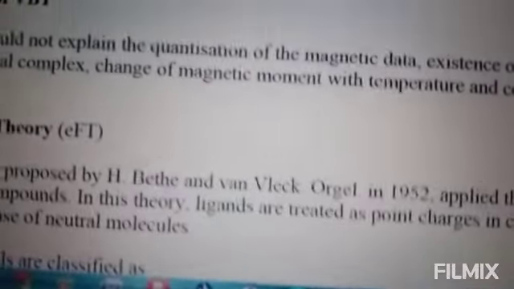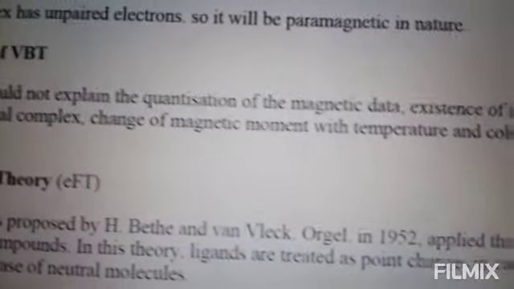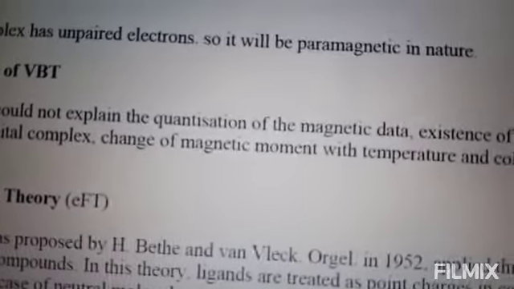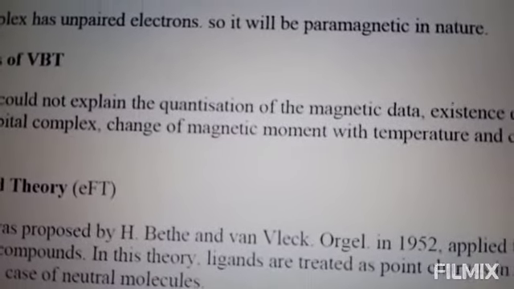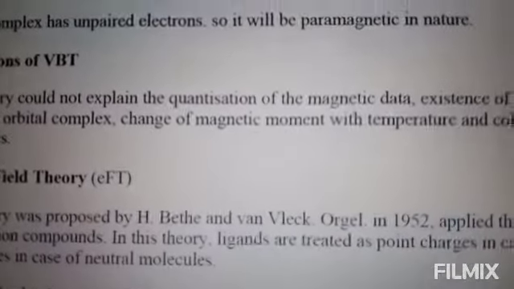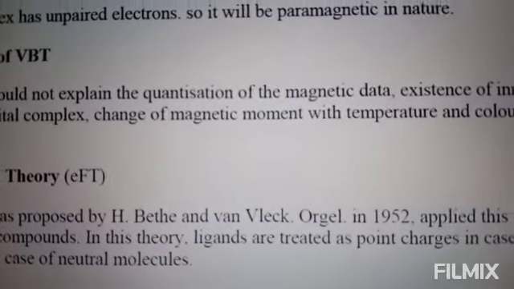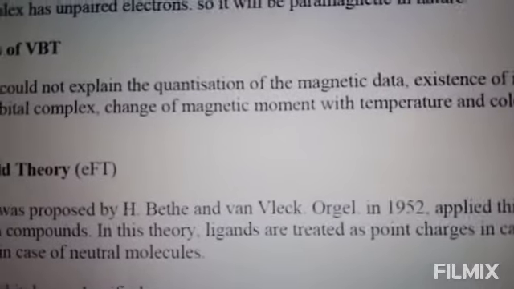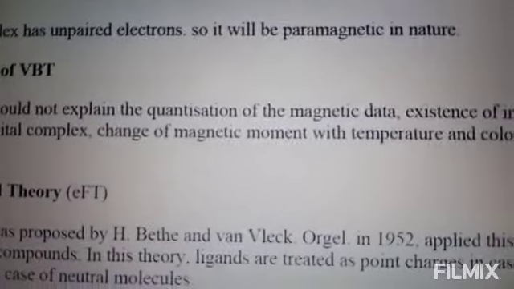In the third point, it does not explain the color exhibited by coordination compounds. Here in this valence bond theory, we never see about the colors, isn't it? So it does not explain about the color of the coordination compounds. In the fourth point, it does not give a quantitative interpretation of the thermodynamic or kinetic stabilities of the coordination compounds. That means it does not explain about the stability of the complex compounds.